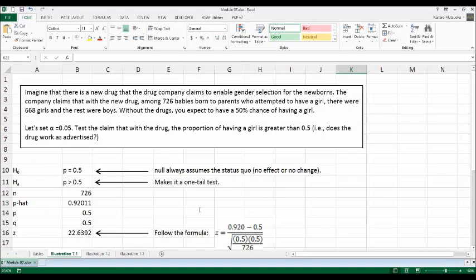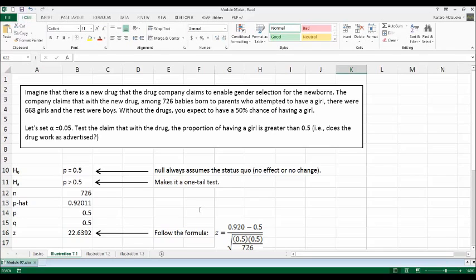imagine there's a new drug, and the drug company is claiming that the drug will enable gender selection for the newborns. The company claims that with the new drug, among 726 babies born to parents who attempted to have a girl, there were 668 girls, and then the rest were boys. Without the drugs, you expect to have a 50% chance of having a girl. So say alpha is 0.05.